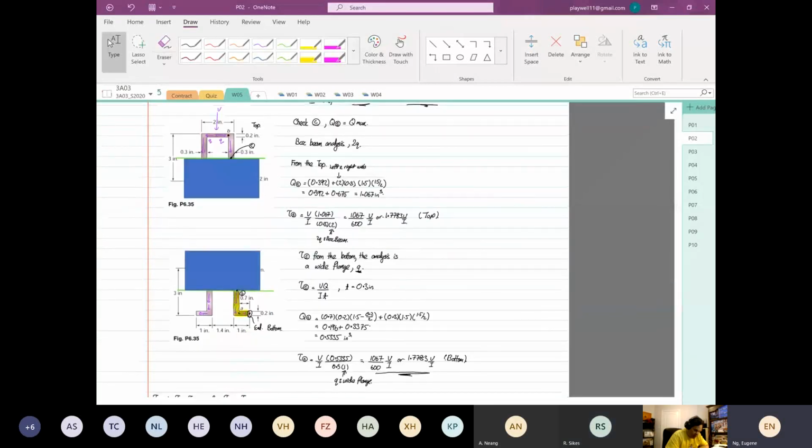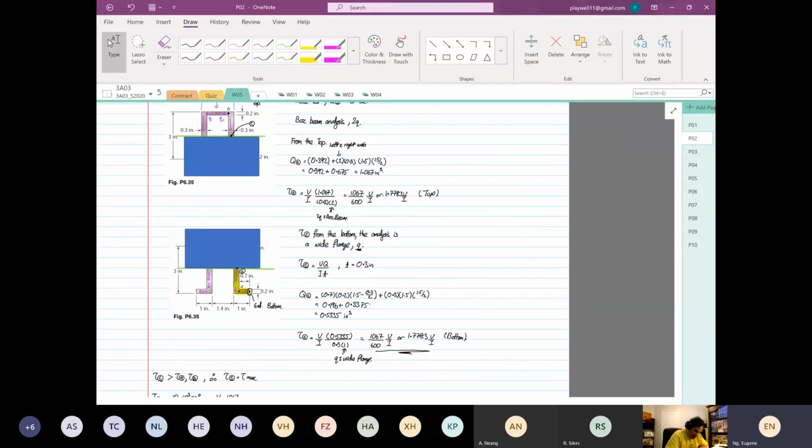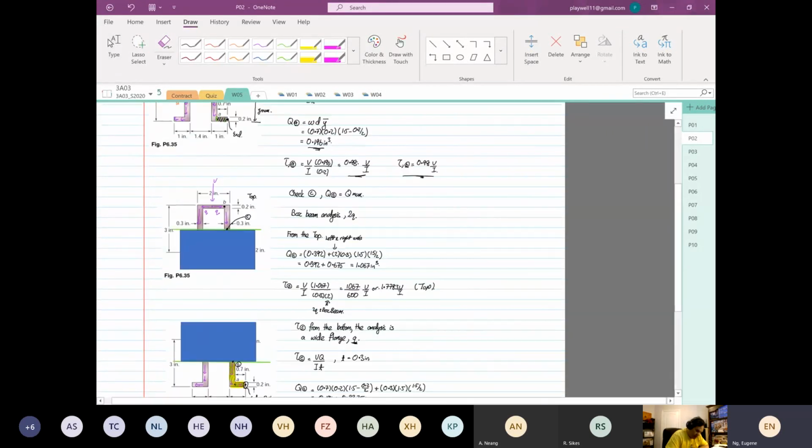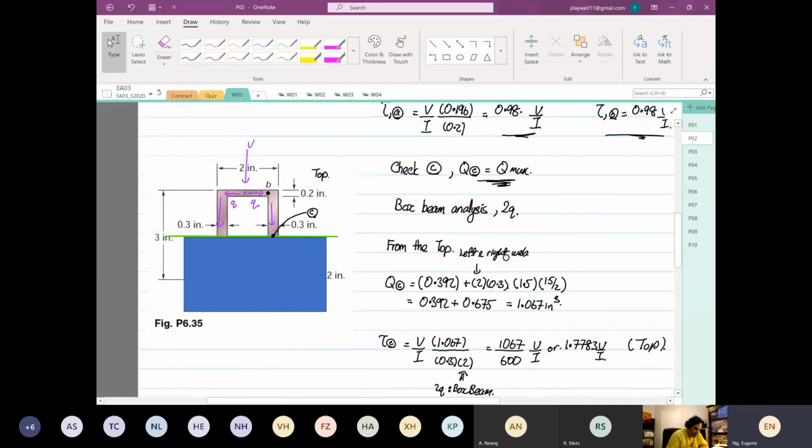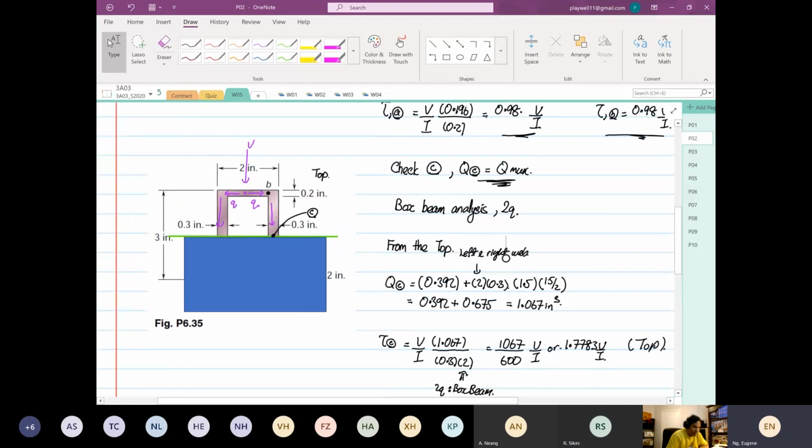This is the maximum because that is the maximum area that we can consider. Remember, I wrote this statement, right? At point C, Q at point C is at its Q max. There's no other way that the area can get any bigger. It cannot get any bigger than that because that is where the centroid is.